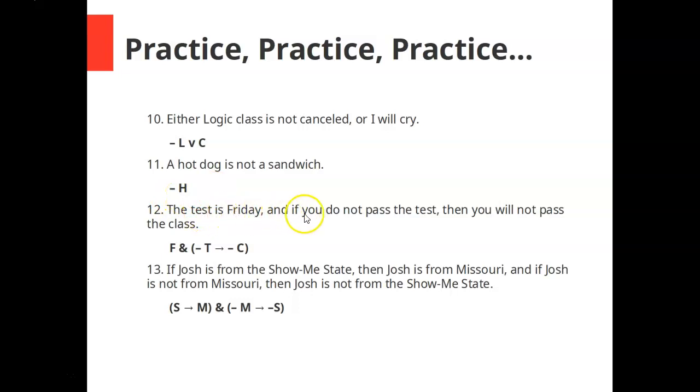The test is Friday, and if you do not pass the test, then you will not pass the class. F, and if negation T, then negation C. Really look here for these examples, 12 and 13, because they are kind of complicated. Look and see if you can really sort of see the structure in the sentence itself. If you can sort of understand why this is the correct interpretation for 12. In 13, it's long and complicated, but as you see, these simple sentences are repeated, so we have to use the same letter again.